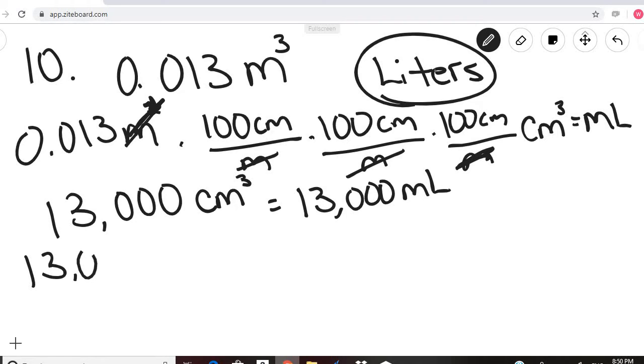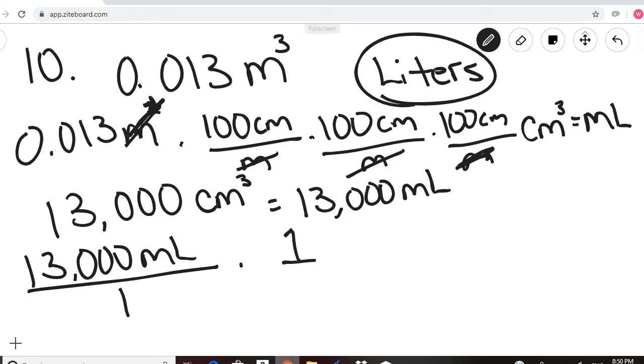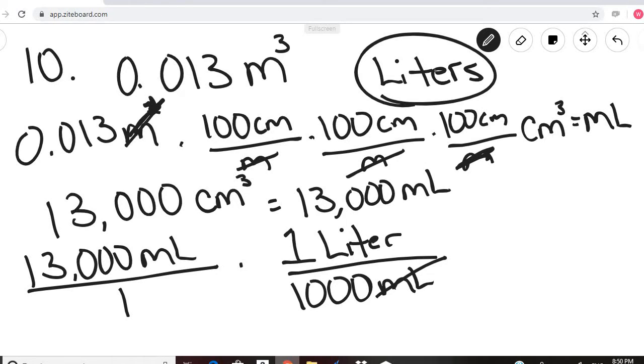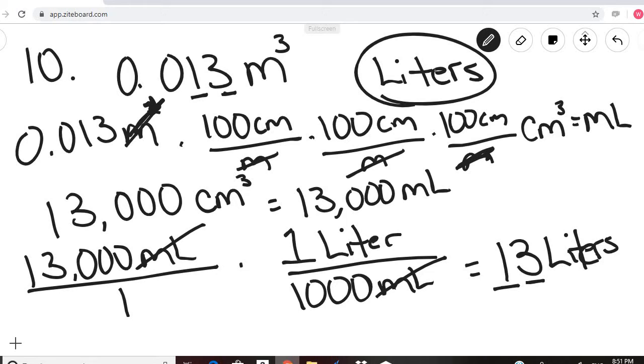So 13,000 milliliters, put that over 1, and we want liters, so 1 liter is equal to 1,000 milliliters. So milliliters cancel, and you're left with liters. 13,000 divided by 1,000 is equal to 13 liters. Now we go all the way back up to the beginning. So up here we had 2 significant figures, so our answer can have 2 significant figures.